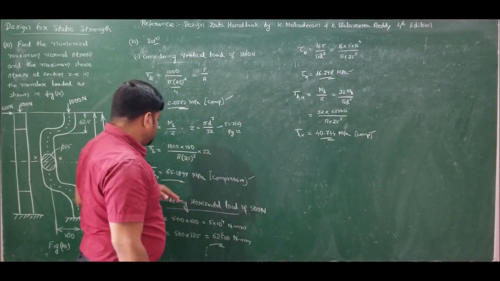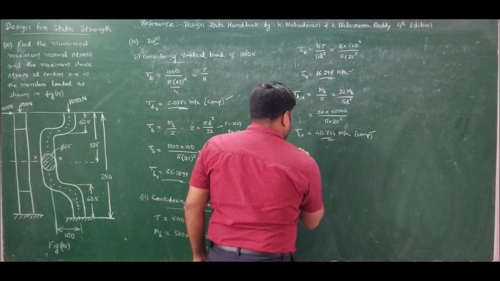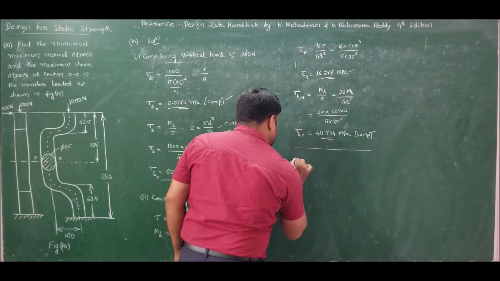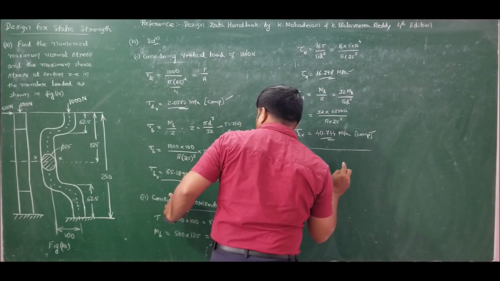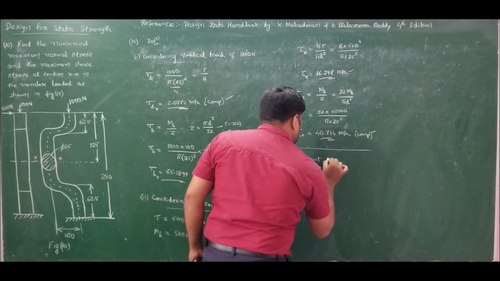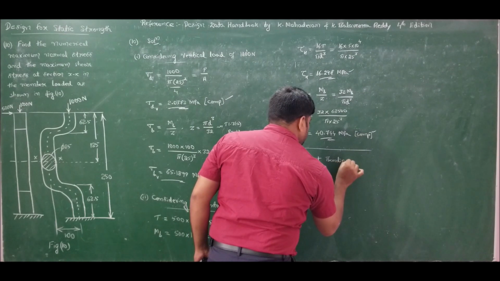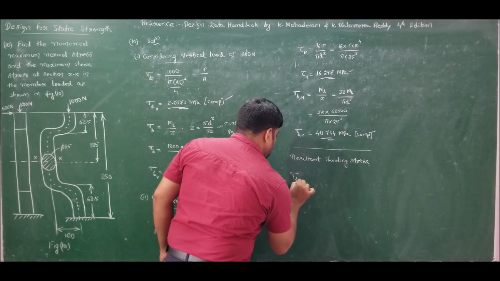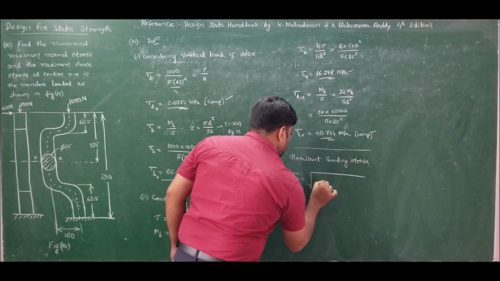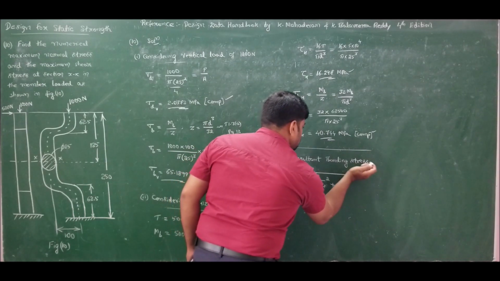Therefore, for bending stress, let us take the resultant. This is because we have bending stress in both the vertical component as well as the horizontal component, so I should take the resultant bending stress. Sigma bending is equal to the root of horizontal stress square plus vertical component stress square.